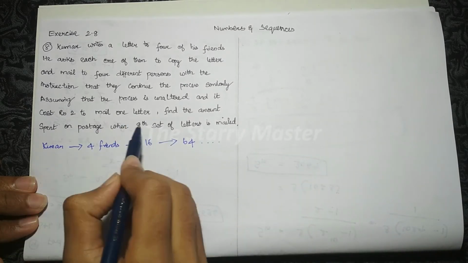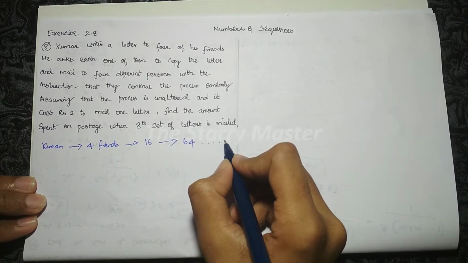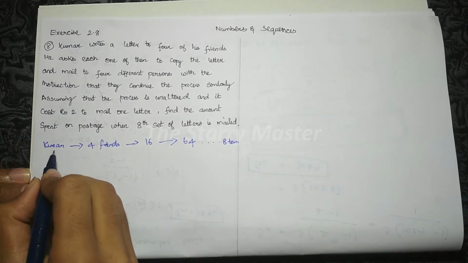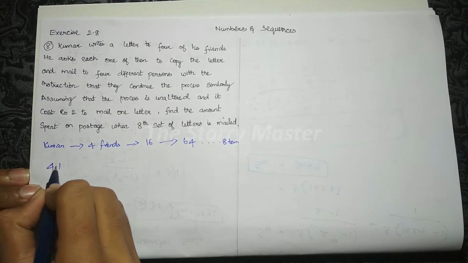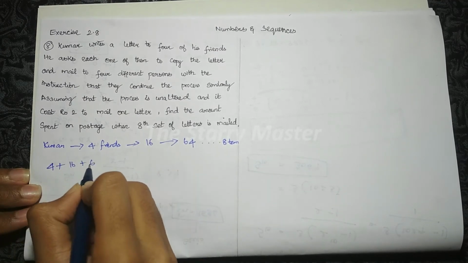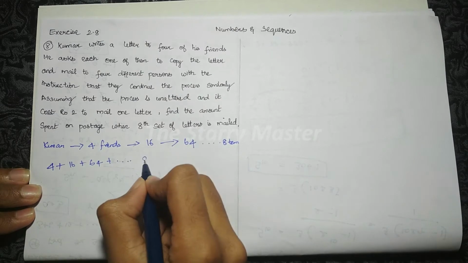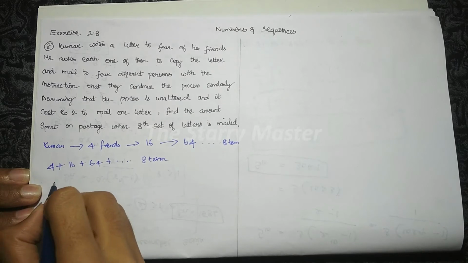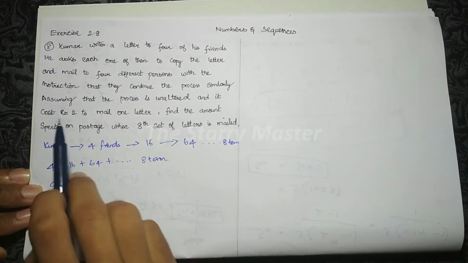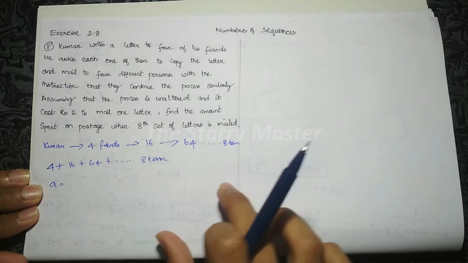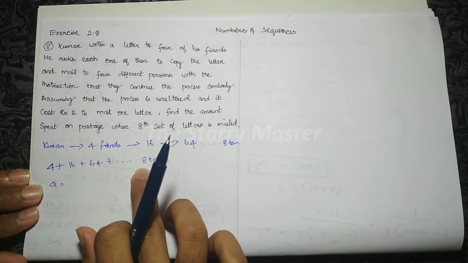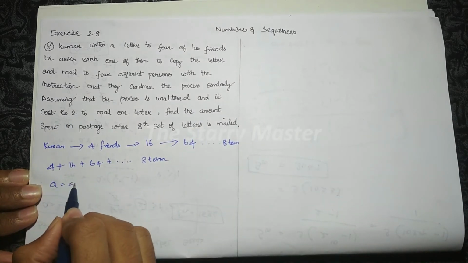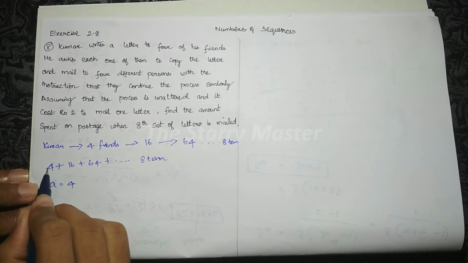Here it is given up to the 8th set, so until the 8th term. So first we have 4 plus 16 plus 64, and it goes up to the 8th term. We first need to find how many letters are sent until the 8th term, and then the cost of the letters should be found. So first we take the first value a equal to 4.